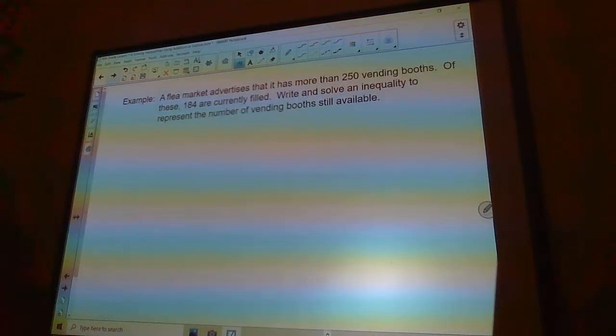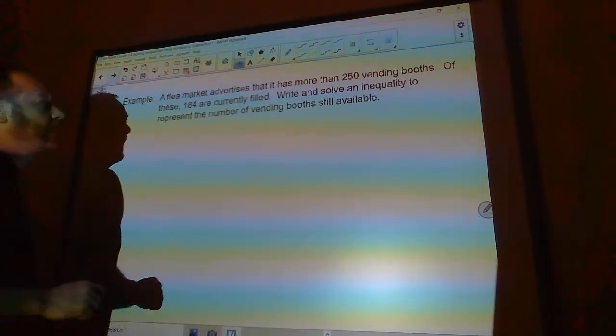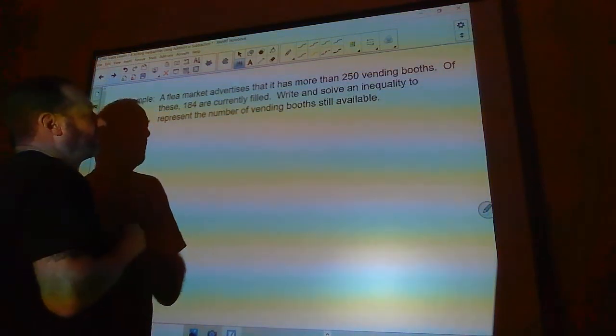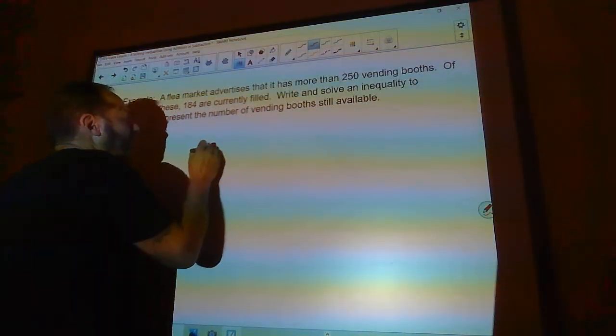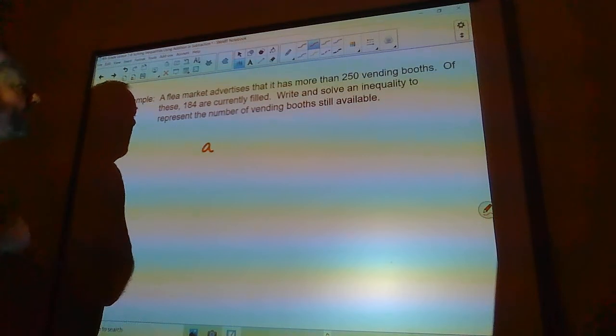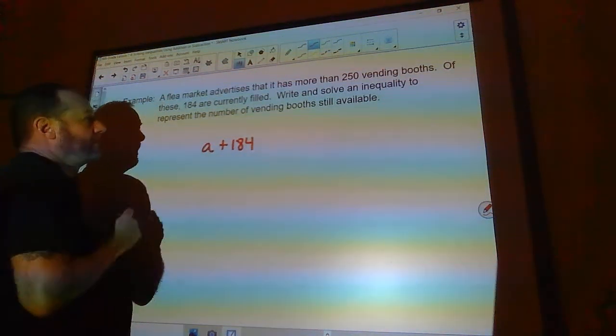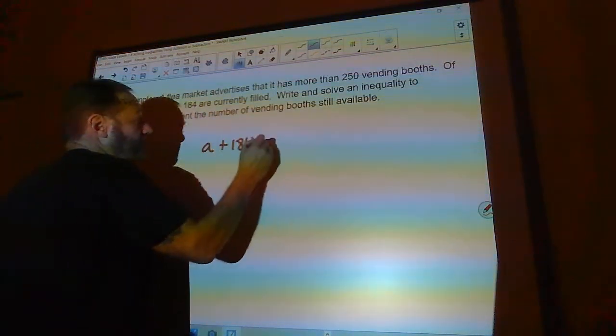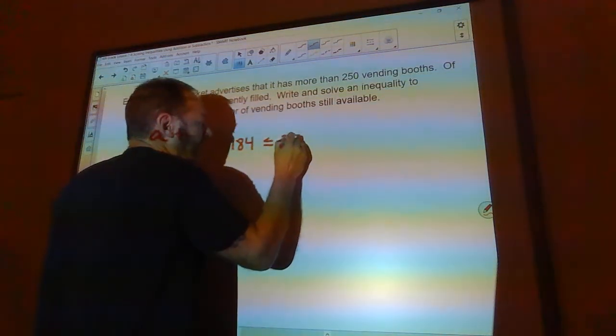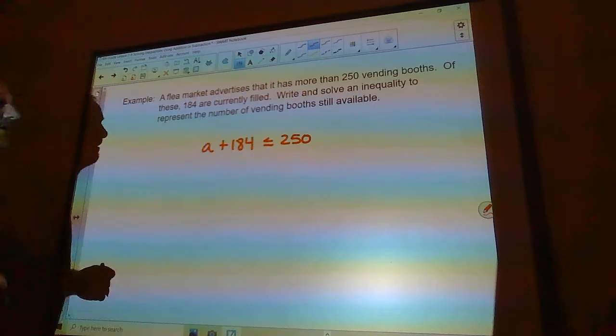A flea market advertises it has more than 250 vending booths. Of these, 184 are filled. Write and solve an inequality to represent the number of vending booths still available. Okay, so there are some available. We'll call those A. Plus, there are 184 that are filled. And that is going to be less than or equal to 250 total vending booths.